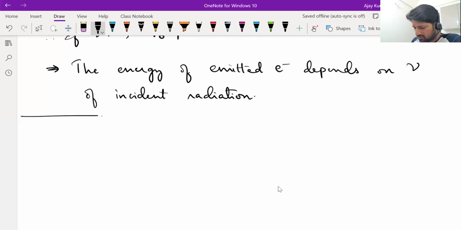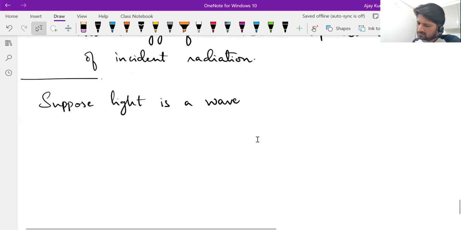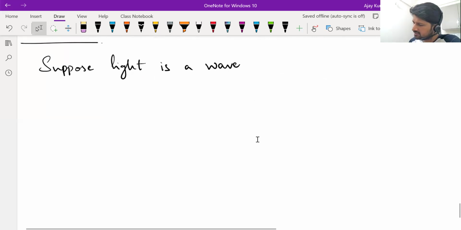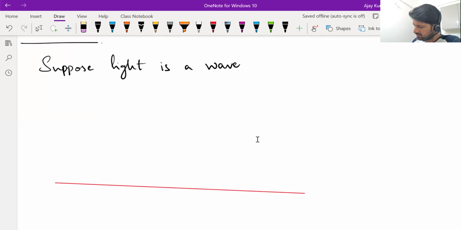Now, suppose light is a wave. Now, what is a wave? Wave is a continuous distribution of energy, right? So let's consider a metal surface here. Assume there are electrons.